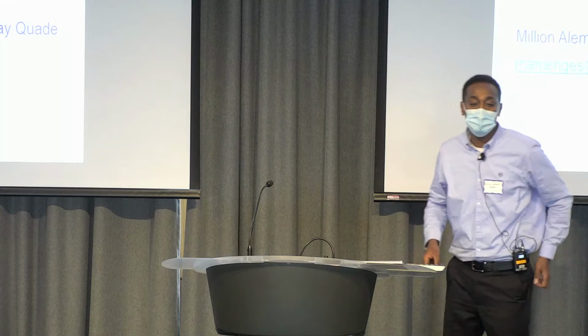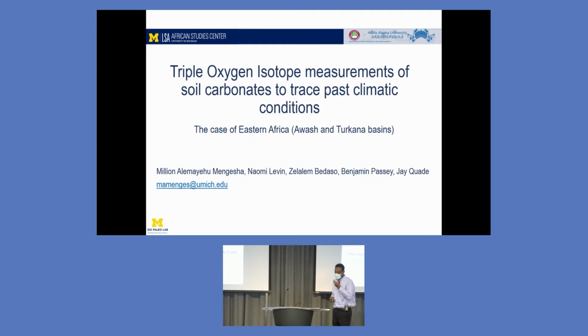Thank you, everyone, and good afternoon. I'm Mengesha Alemayehu from Addis Ababa University. This afternoon, I'm going to talk about triple oxygen isotope measurements of soil carbonates to trace past climatic conditions, specifically in the eastern part of Africa, the Awash and Turkana basins. Stefan has talked about the future climates a little bit, and Fauzi has talked about the past up until 5 or 10,000 years, and I'll take it back to 5 million years, and we'll talk about the past climatic conditions.